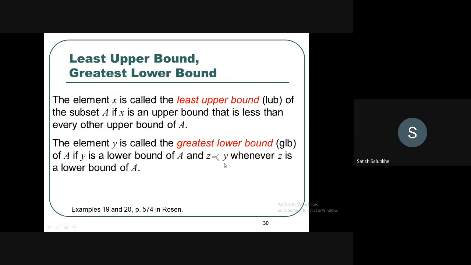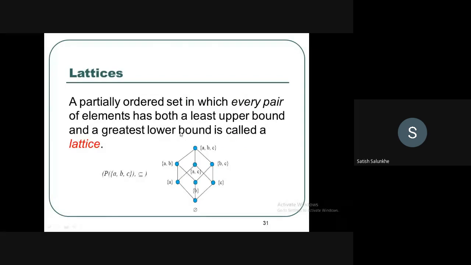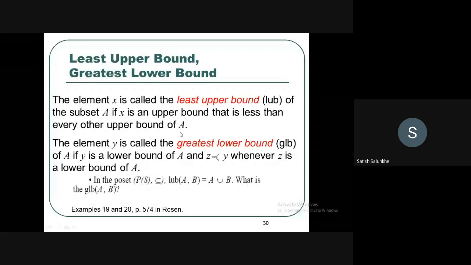That's it. Now, the element X is called the least upper bound of the subset A if X is an upper bound that is less than every other upper bound of A. So coming back here in this example, let me take one example and we'll clarify in the paint.